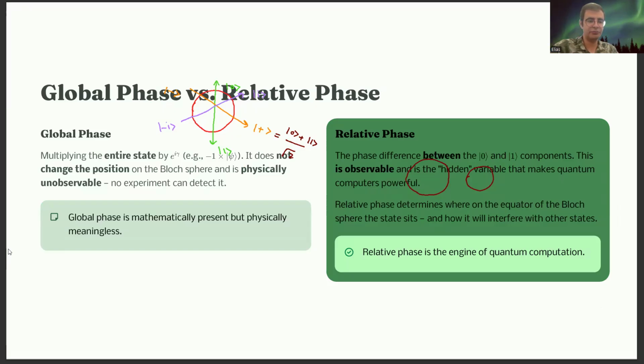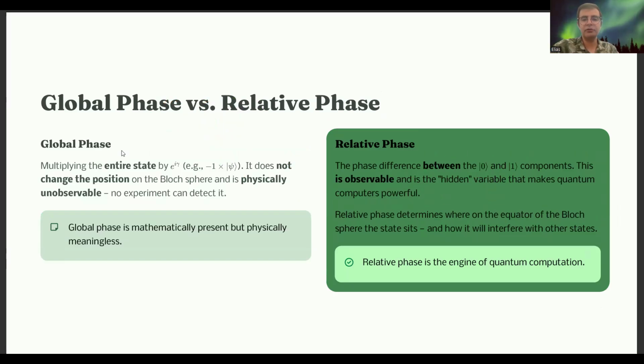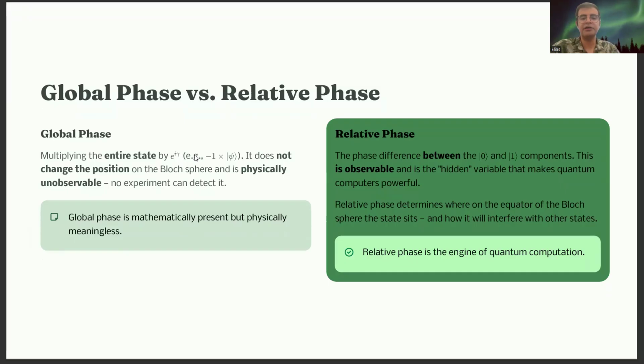Now we have global phase and relative phase. When I talk about the global phase, I mean that the entire state is multiplied by a phase, for example here gamma. It does not really change the position of your state on the light sphere, and it is not physically observable. And relative phase is something that is very important. That's the phase between state 0 and state 1, and it is observable, and it is a hidden variable that makes the quantum computer very powerful.